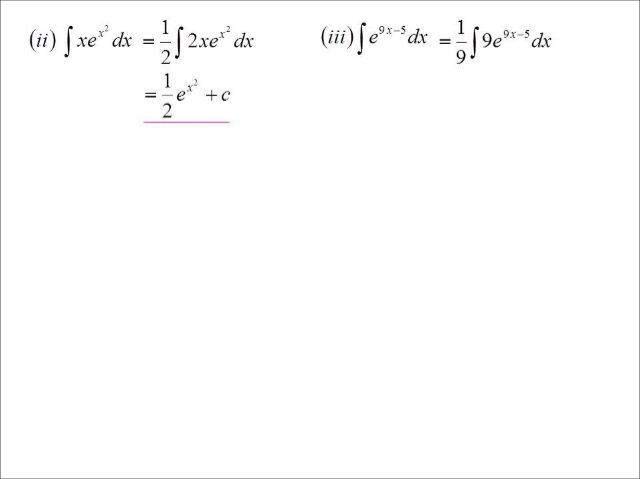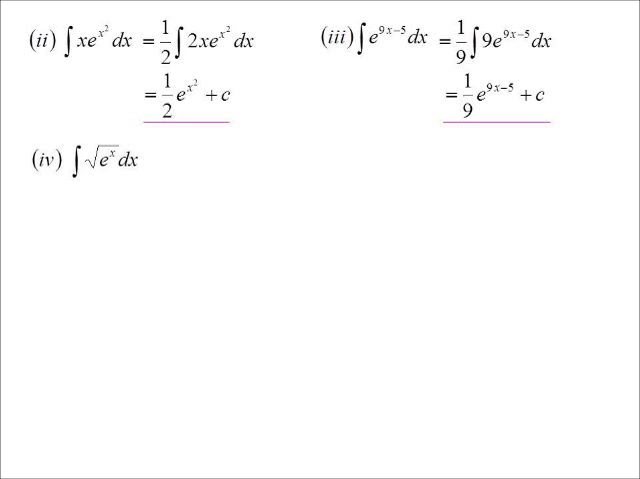I can just go 1/9. Oh, actually, I'm doing it the long way, aren't I? Look at that: 1/9, I've created derivative times e to the function. But of course, because it was a linear function, I could have just gone 1 over a, or 1 over 9 in this case.